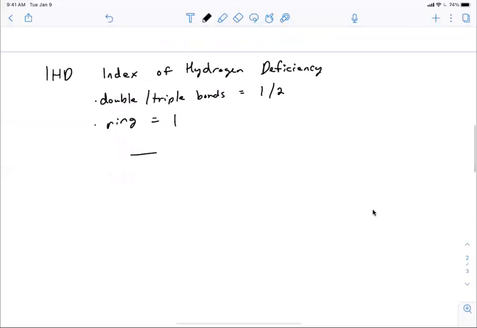So for example, benzene, C6H6, has an index of hydrogen deficiency of 4 because you have 3 double bonds and 1 ring. So that is 4 for IHD.